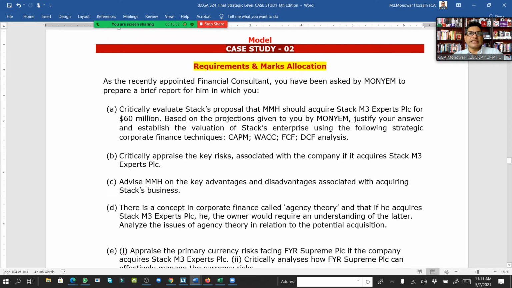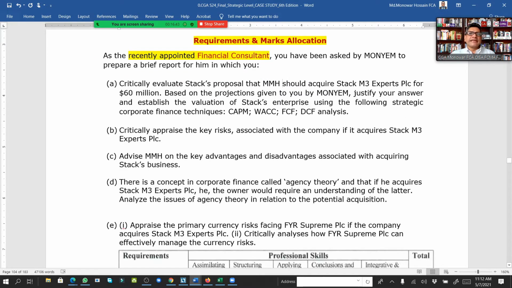So in this case study, just a model case study, there is the recent appointment of a financial consultant. As we discussed previously, who am I, who is going to write the case study? The position has to be identified first. So at this moment, appointed recently as finance consultant, your role is you are the finance consultant. You are asked by name to prepare a brief report for him in which you critically evaluate the tax proposal.